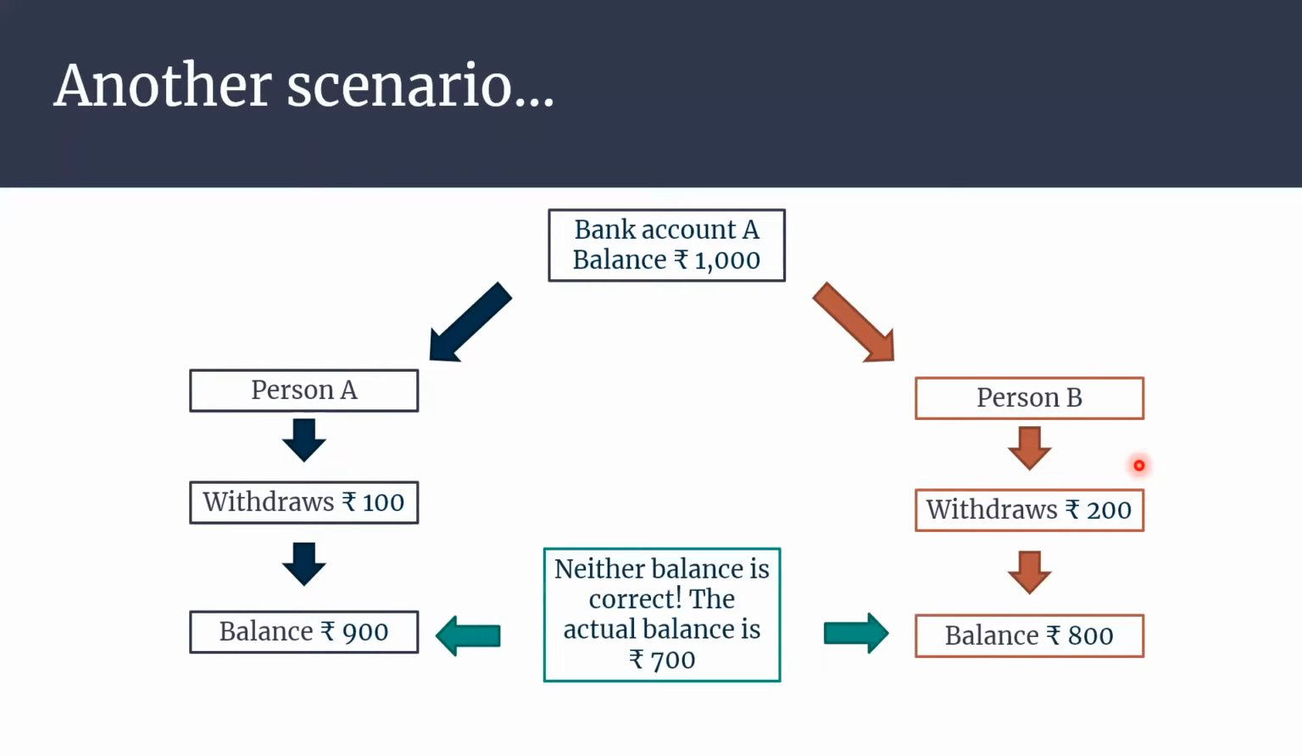The problem here is that in both cases, the balance that is displayed is not correct. The actual balance is 700 rupees because person A withdrew 100 and at the same time person B withdrew 200. So the correct balance should be 700 rupees. And that's what both of them should actually see. But that's not what's happening here.